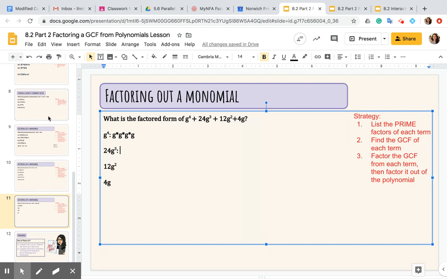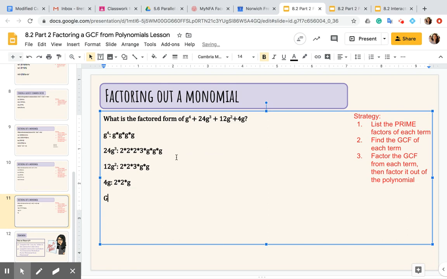24g cubed, that's going to be 2 times 12. 12 is going to be 2 times 6, which is 2 times 3. So let's see if I did that correctly this time. 2 times 2 is 4, times 2 is 8, times 3 is 24. And then g to the power 3: 1, 2, 3. 12g, 2 times 2 times 3. And then g squared, g times g. 4g is 2 times 2 times g.